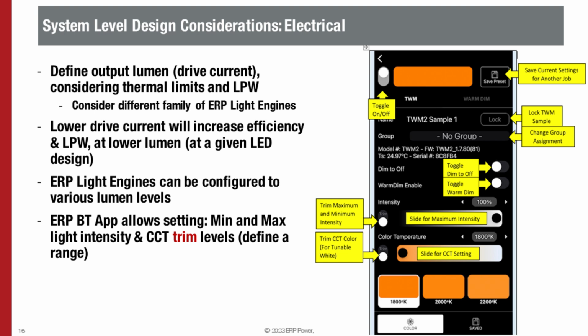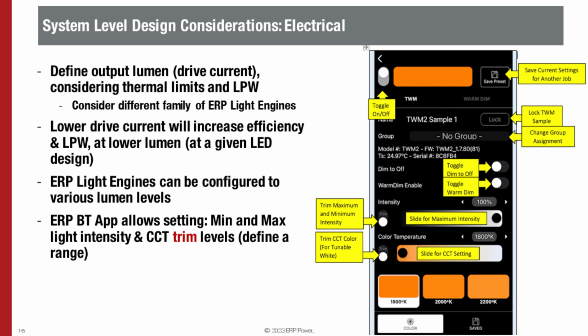No need to say, this is LED 101: lower drive current will increase the efficiency and LPW, lumen per watt. At lower lumen, basically your drive current goes down, efficiency goes up, but your lumen obviously is going to go down. That is at a given LED design. You can always increase the number of LEDs. So that is another way. If you need a higher level of lumen, you can obviously add the LEDs as well. That's another approach.